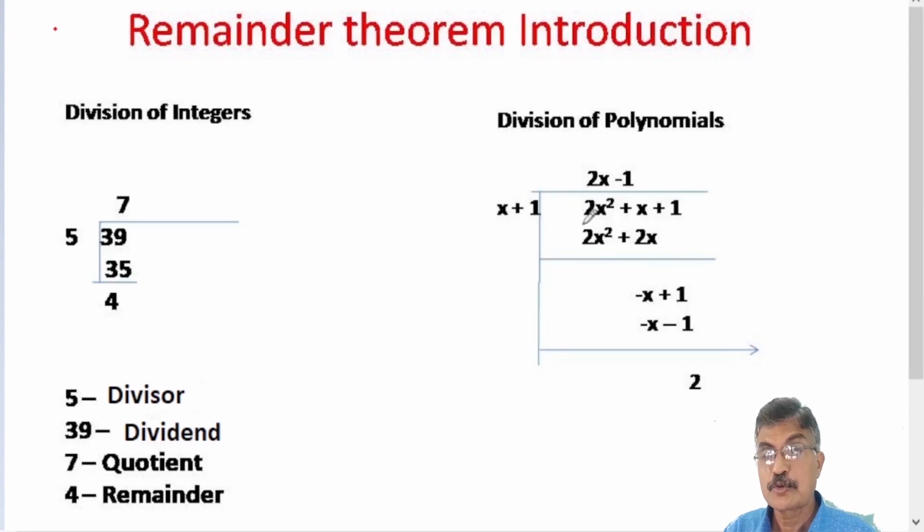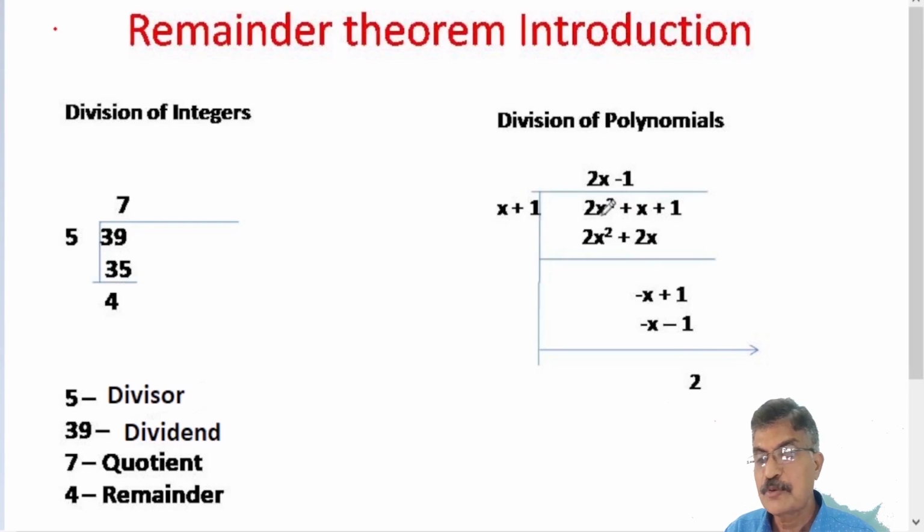So here we take two expressions, 2x square plus x plus 1 and x plus 1. 2x square plus x plus 1 is called the dividend, and x plus 1 is called the divisor. We can look at how we can divide 2x square plus x plus 1 by x plus 1.